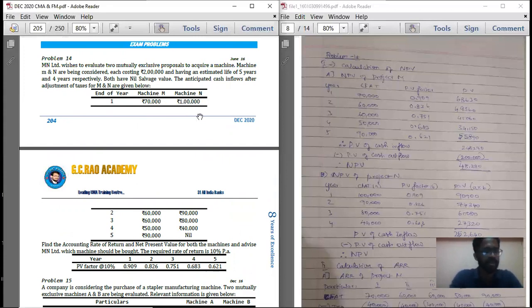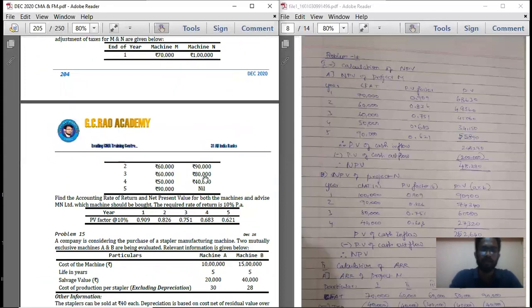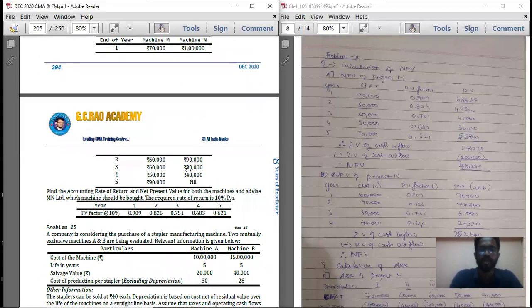If there is a difference in the life of the machinery, you can't judge the proposals, that is, you can't advise on the basis of net present value. We have seen in a particular problem that if there is a disparity in the life of options, then you can't compare the options. Whereas here they have specifically asked to find the net present value. So you should do the net present value for 5 years for machine M and 4 years for machine N, then find the accounting rate of return and net present value for both machines, and advise MN Limited which machinery should be bought.